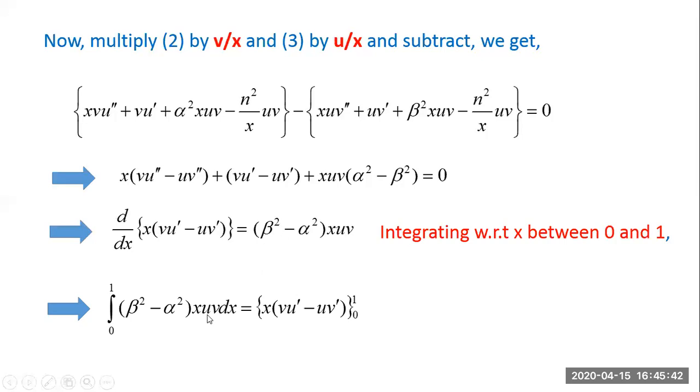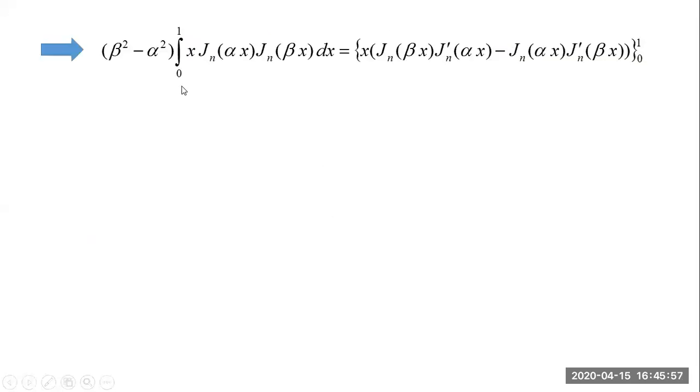Now substitute u as Jn of alpha x, v as Jn of beta x. Similarly here, v is Jn of beta x, u is Jn of alpha x, and their derivatives. So you get beta square minus alpha square, which is a constant, take it outside. x into u is Jn of alpha x, v is Jn of beta x. Similarly, v is Jn of beta x, u dash is Jn dash of alpha x. Then u is Jn of alpha x, v dash is Jn dash of beta x, from 0 to 1.